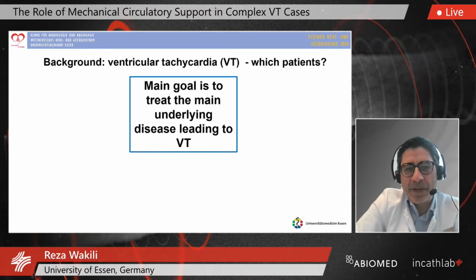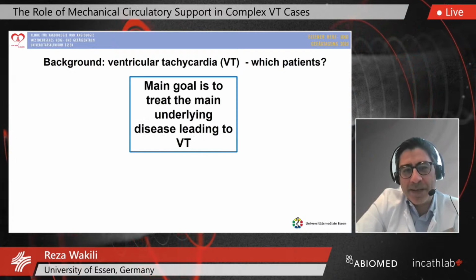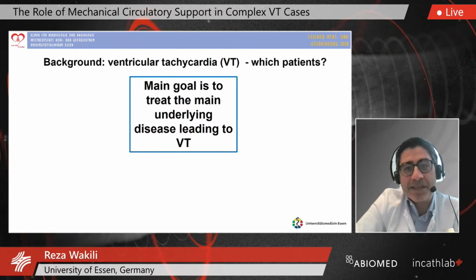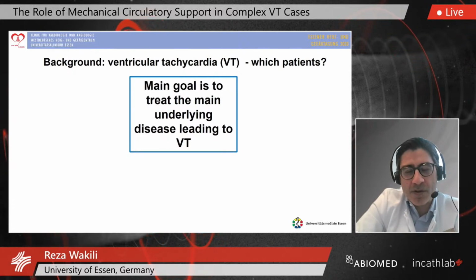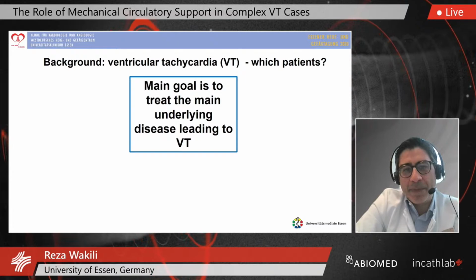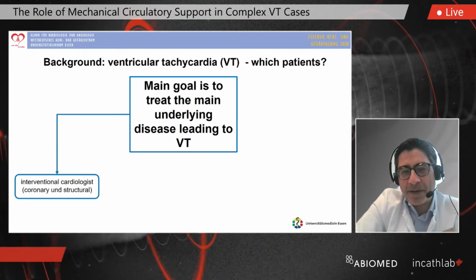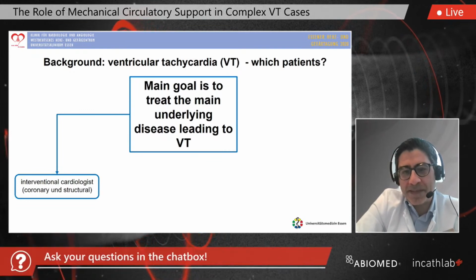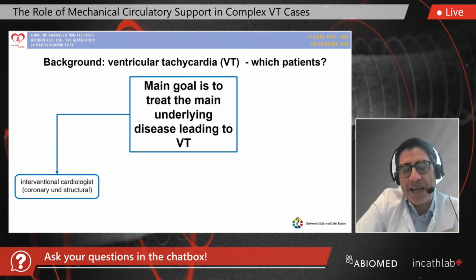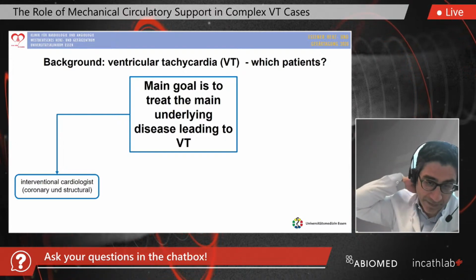I still believe that if we talk about ventricular arrhythmia, the main goal is still to treat the main underlying disease leading to VT, be it coronary artery disease, heart failure, or valve disease. The ablation, of course, is one therapeutic option, but never forget that there must be an underlying reason why this ventricular myocardium is electrically diseased. And if there is a chance to treat the underlying main disease, you have to do that.